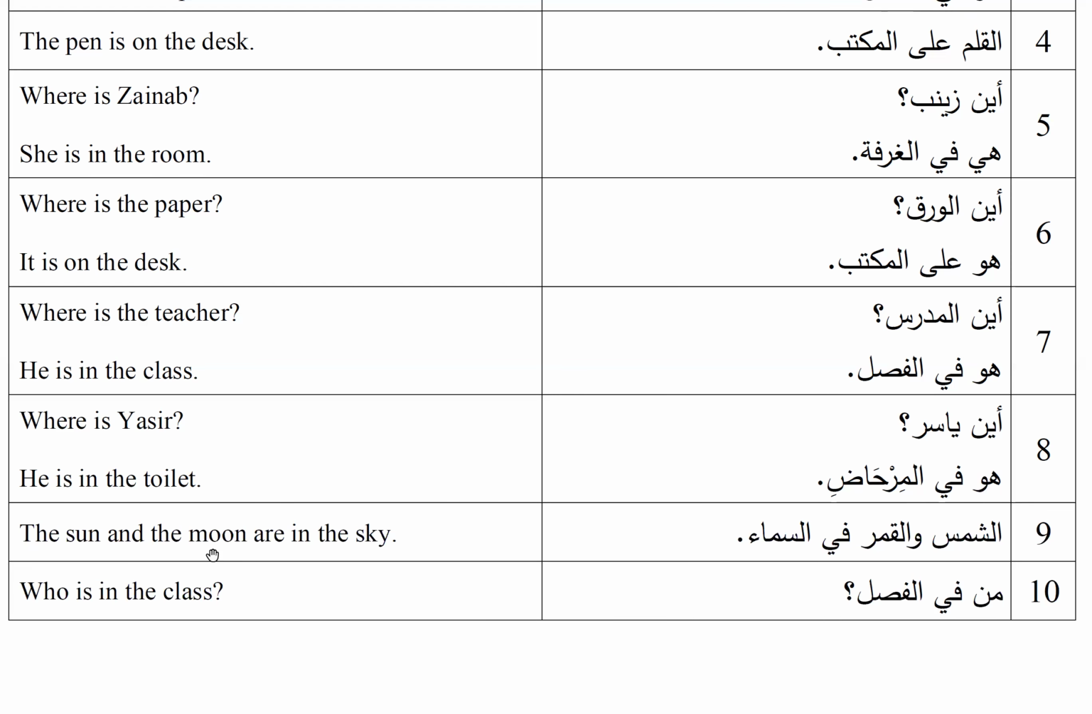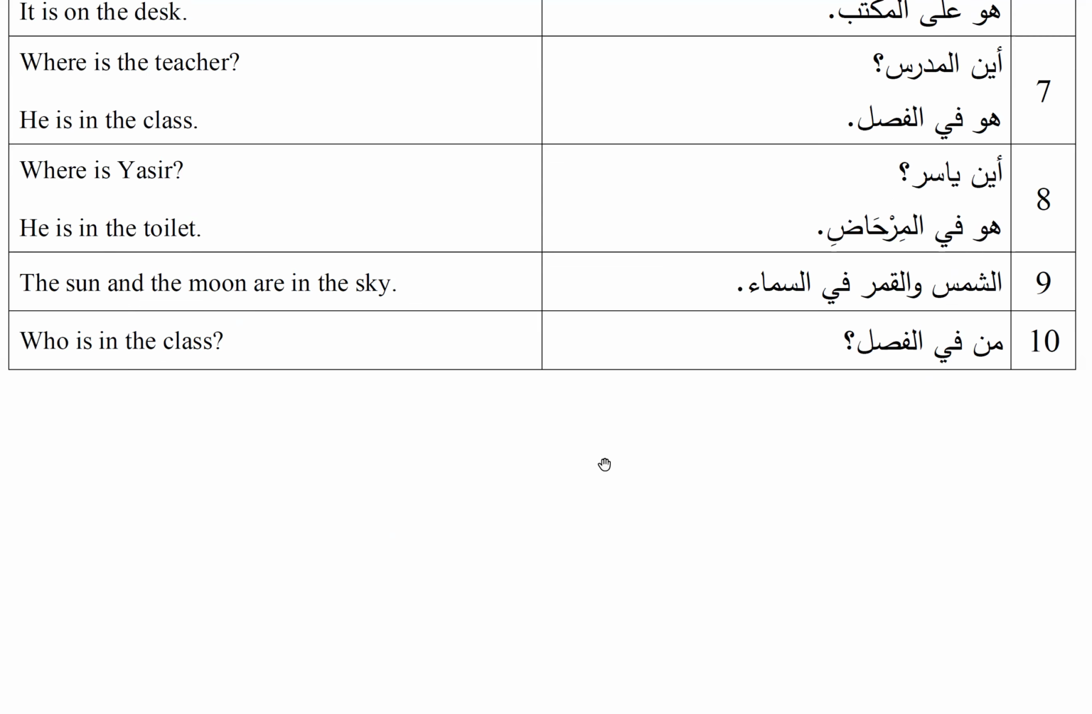The sun and the moon are in the sky. Ash-shamsu wal-qamaru fi as-sama'i. See everything except as-sama ends with dhamma, because as-sama is preceded by a harf jar. Who is in the class? We say man fil fasli.